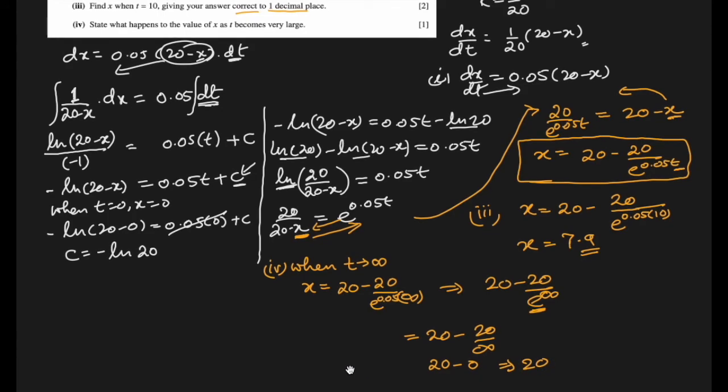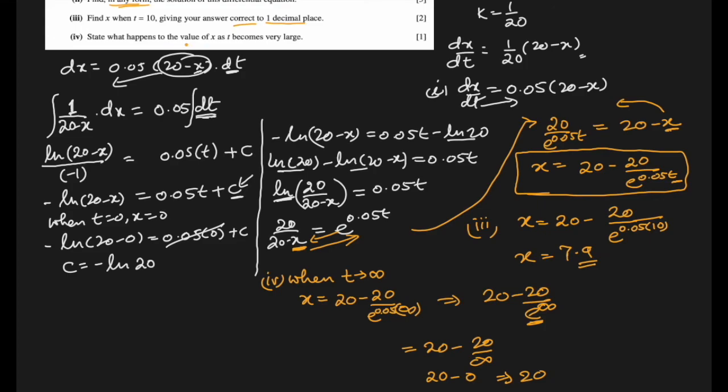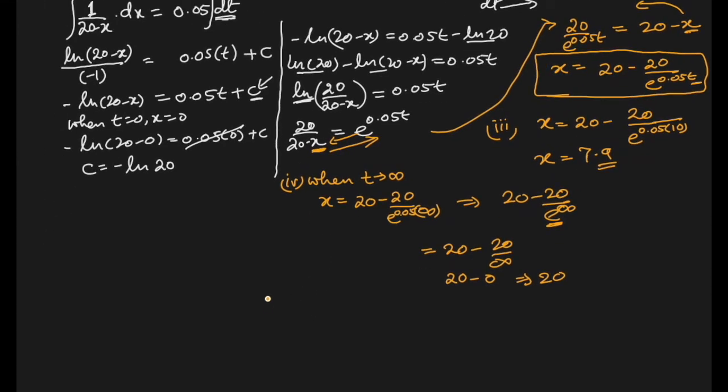So your question was, state what happens to the value of x when t becomes very large. We will write: when t becomes very large, x approaches 20 because it is becoming almost 20.